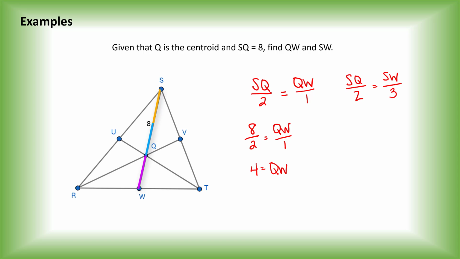Now we can go ahead and plug in the values. SQ is 8 divided by 2 equals SW divided by 3. 8 divided by 2 is 4, and we cannot divide SW by 3. But we know to undo division, we're going to multiply. So times 3 on each side, and we find SW equals 12.